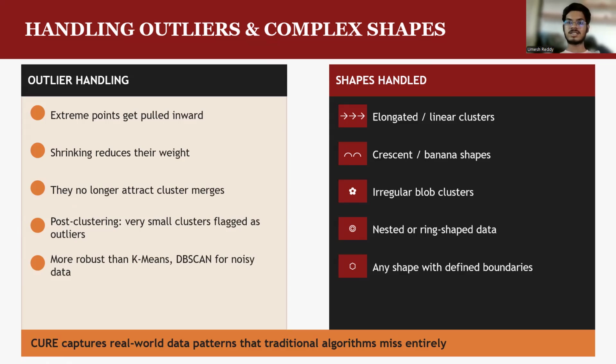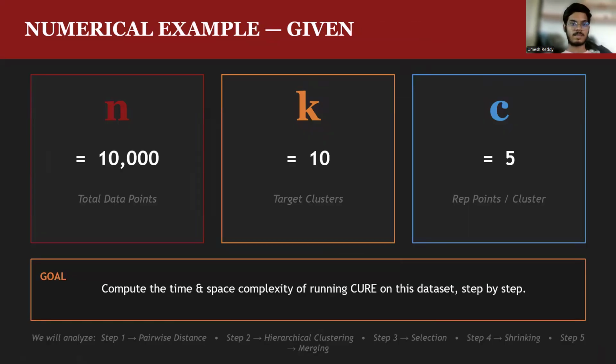So these are the symbols which represent the outliers. If it is three arrows moving from left to right, it is elongated or linear clusters. If it is banana shapes, and if it is blob clusters, and the fourth one is nested or ring-shaped data. The fifth one is the rhombus shape, like any shape with defined boundaries. So based upon these shapes, you can handle the outliers.